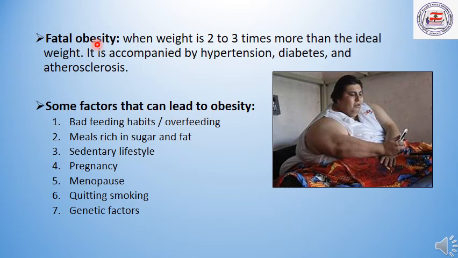What is fatal obesity? Fatal obesity is when the weight is 2 to 3 times more than the ideal weight. It is accompanied by hypertension, diabetes, and atherosclerosis. Some factors that can lead to obesity: 1. Bad feeding habits or overfeeding. 2. Meals rich in sugar and fat. 3. Sedentary lifestyle. 4. Pregnancy. 5. Menopause. 6. Quitting smoking. 7. Genetic factors.